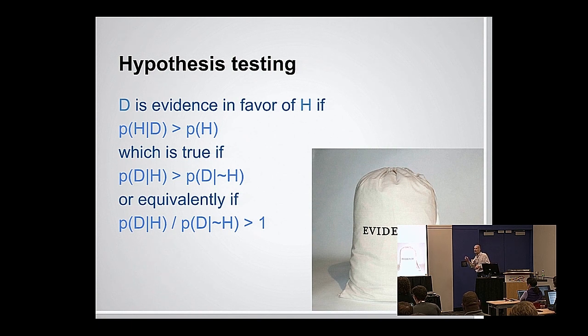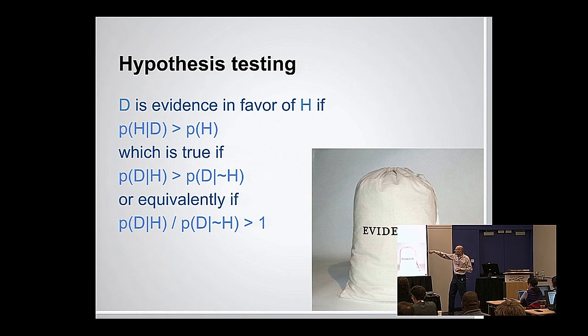We would say that a piece of data, D, is evidence in favor of a given hypothesis if any of these are true. They're all equivalent. So if my posterior is greater than my prior after having seen this datum, then that datum is evidence in favor of H. And that will be true if the data are more likely under H than they are under not H. That little twiddle there means not. And if you have a particular hypothesis that you like, then not H is all the other hypotheses.